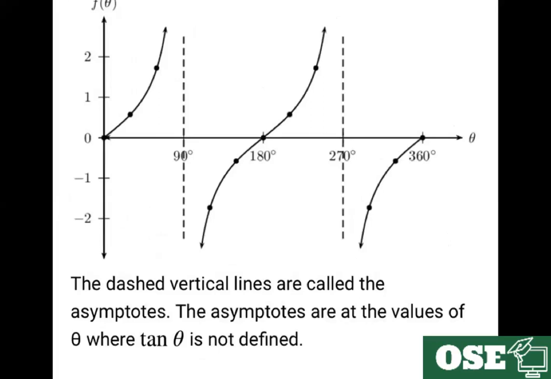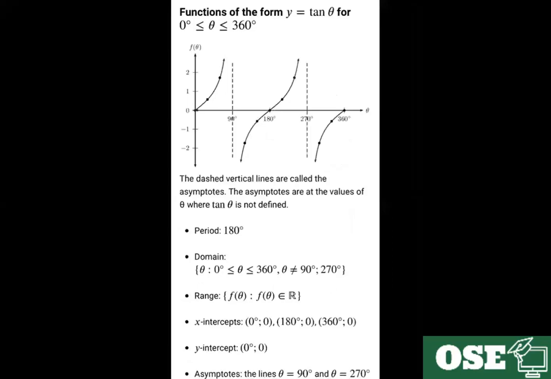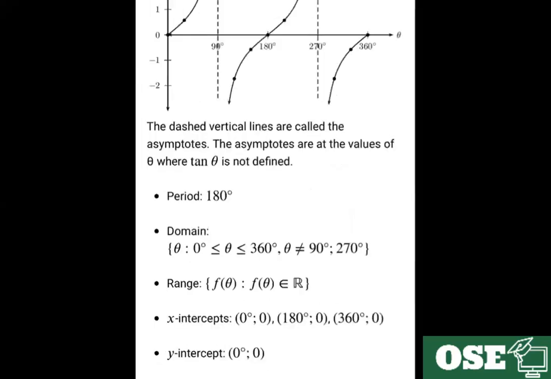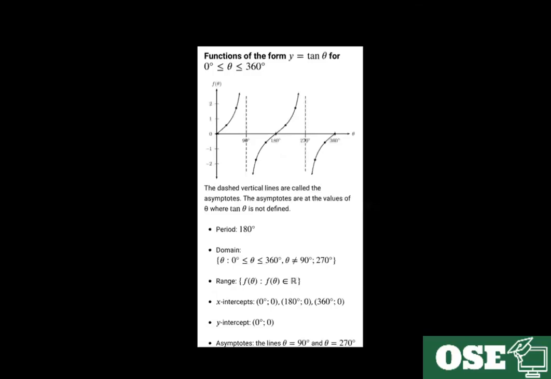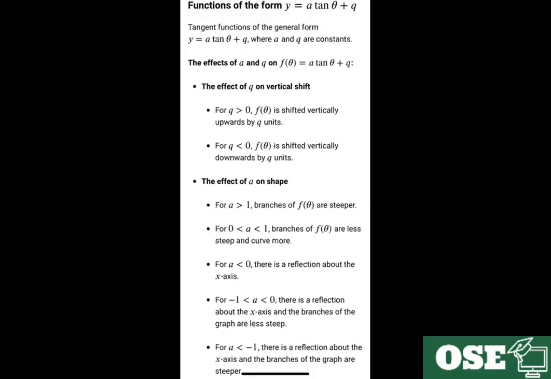And then again, we're going to look at how our a and our q change our graph. It's going to be different for the tan graph because we don't have the waves that we are used to. So the q still does the same thing. It shifts the graph vertically, whether upwards or downwards. So if q is positive, so q is greater than 0, the graph will be shifted upwards.